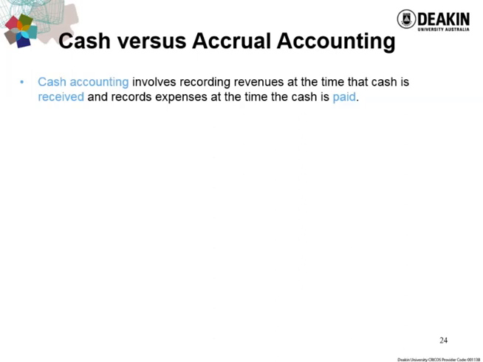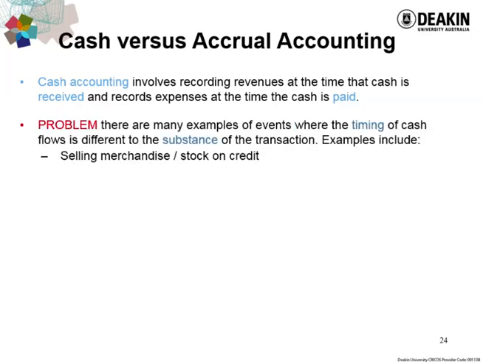Alright, in the next few slides, we are going to look at several differences between cash and accrual accounting. Cash accounting only recognizes revenue when cash is received, and records expenses when the cash is paid. The good thing about cash accounting is objectivity, because it does not involve any subjective estimates. However, the timing of cash flows and the timing or substance of transactions do not always coincide.